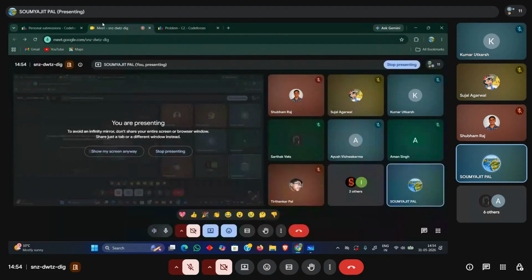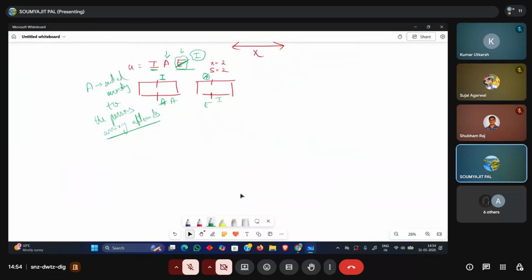Okay. So my question is whether it is optimal to sit every person whenever possible. Is it optimal to sit a person whenever possible?